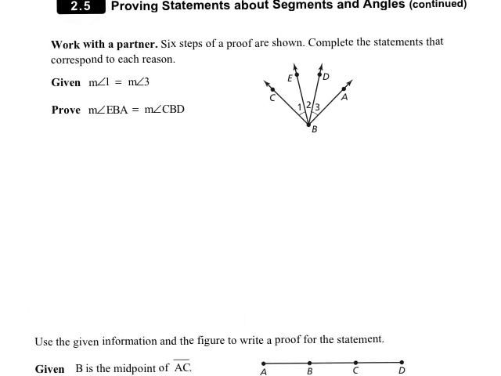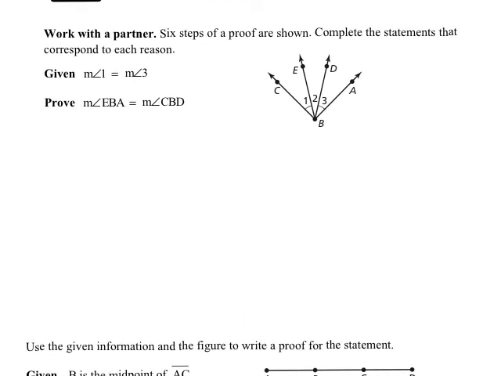So let's look at the first one here. Okay, so we are given that the measure of angle 1 is equal to the measure of angle 3, right? And what we need to prove, and I'll go ahead and highlight it, is that EBA is equal to CBD. Okay, so EBA is equal to CBD.